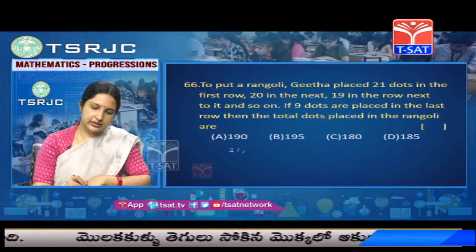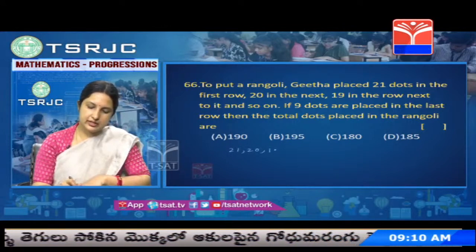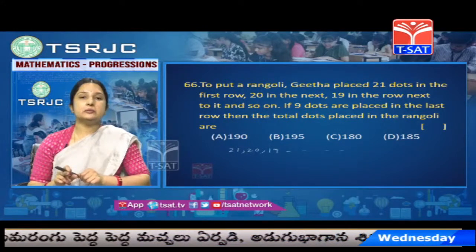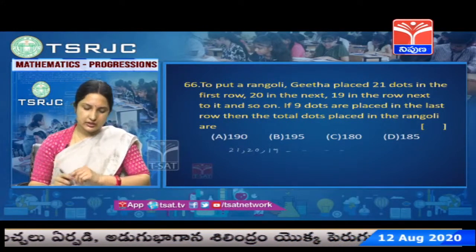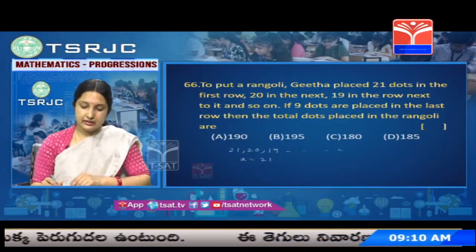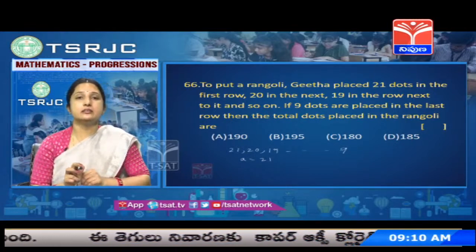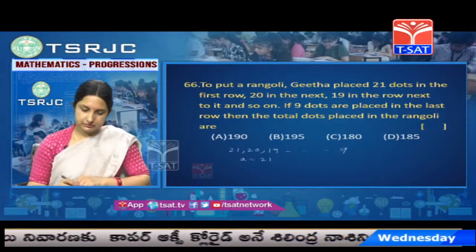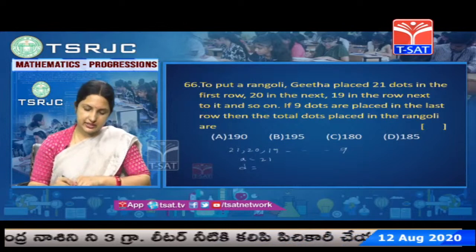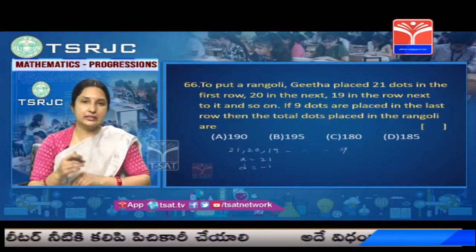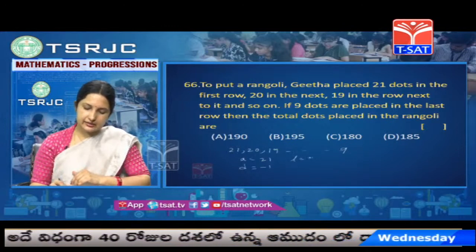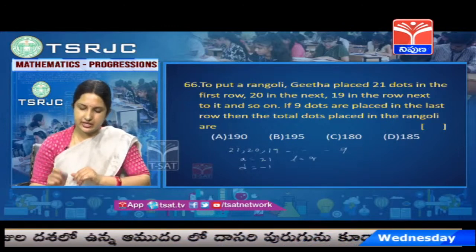So if we take 21, 20, 19 and so on, this is in arithmetic progression, right? So A equals to what? 21. Then in the last row how many did she place? 9 she placed. So A equals to 21. D equals to what? 20 minus 21 is minus 1. And L is given as 9. That means Tn is given as 9.